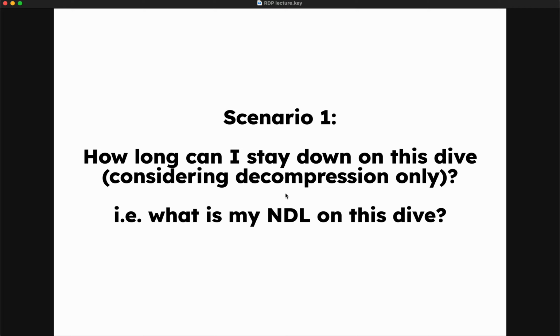Or you might have another limitation of, I need to be out of the water by 3 o'clock so that I can get to a meeting I have later today. Or I might get cold and I want to get out when I get cold. But another way of asking this question is, what is my no decompression limit on this dive?